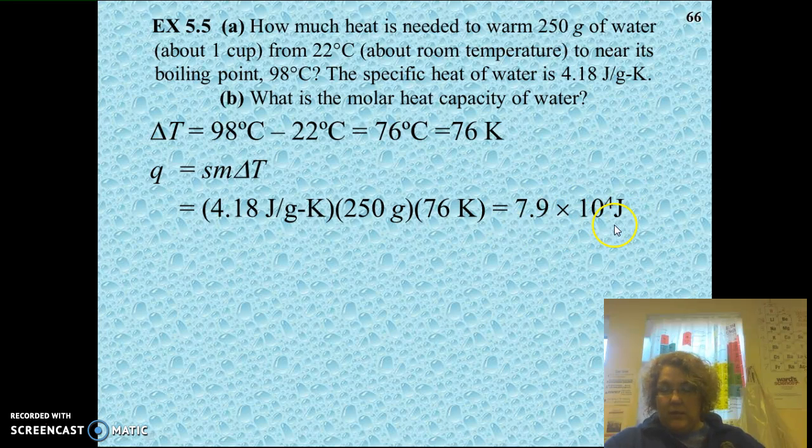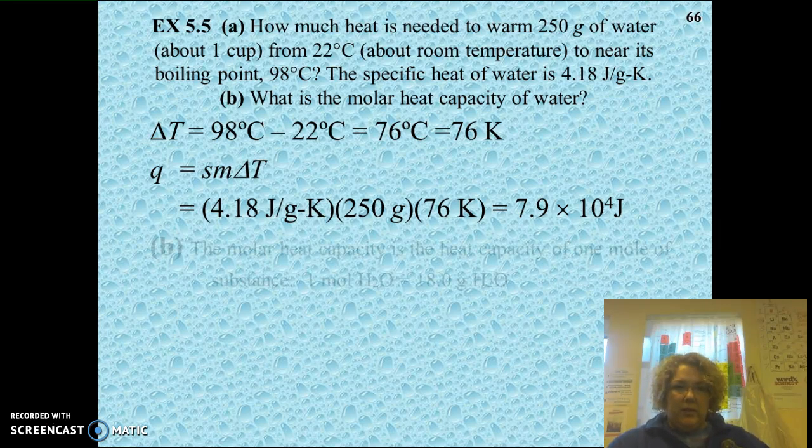It would take quite a bit of energy to change a cup of water from room temp to about boiling. You know this. You know how long it takes to boil water on the stove. Alright, so there it is: how to do it just reasoning-wise, and how to do it using the algebra formula.